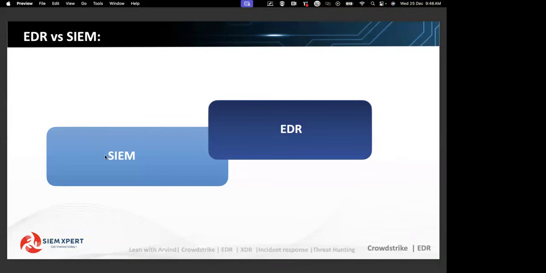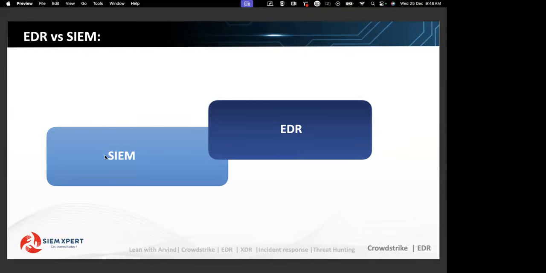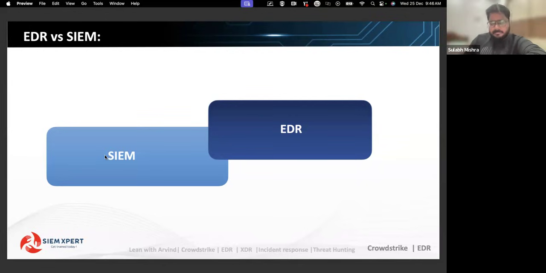Now, coming to the responses. Let's take the deletion of a file. You have to delete a file and you have to scan a host. Can you do that with the SIEM? No. That is where you need next-gen antivirus or an EDR. I'm just giving you some of the outline functionalities of both separately.